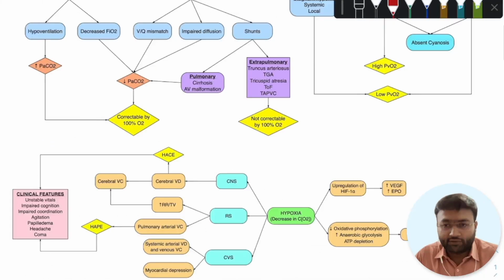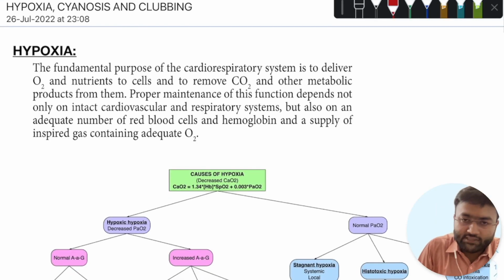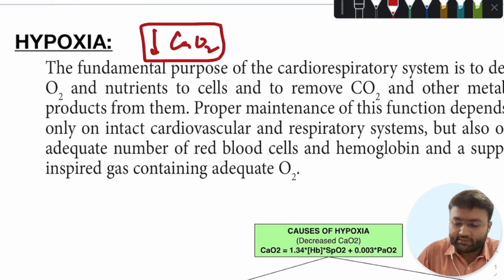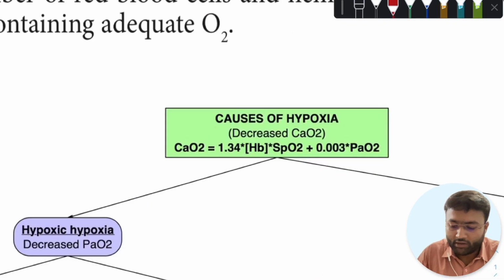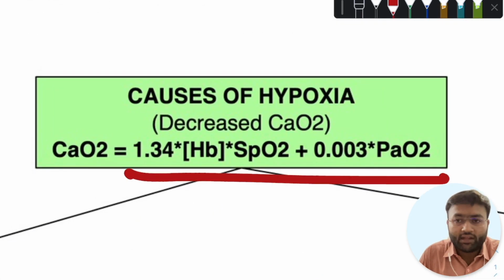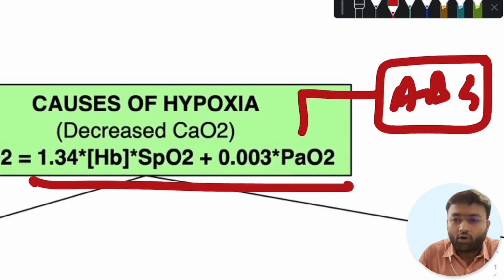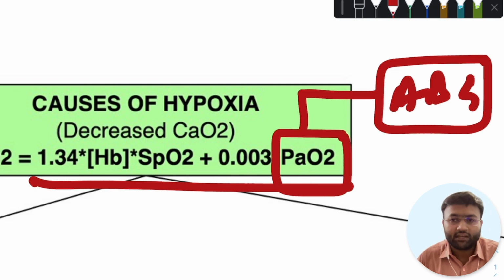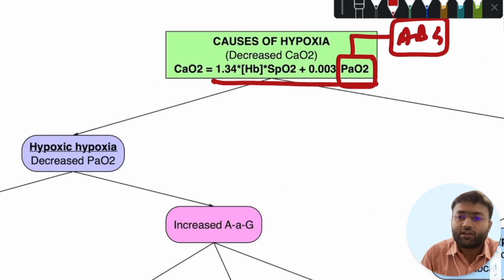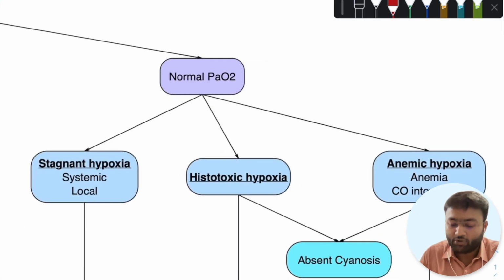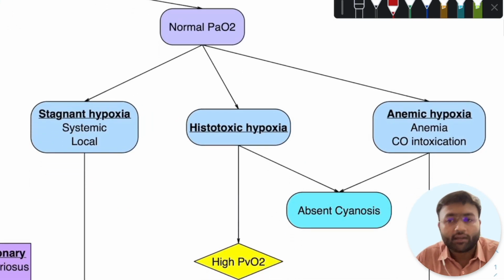Let us get started with the first topic, that is hypoxia. Hypoxia is defined as a decrease in the net arterial oxygen content. This net arterial oxygen content is calculated using this formula. For this formula, it is imperative that you get the ABG values. On this ABG value, when you get the PaO2 value, hypoxia is divided into two basic etiologies. Either this PaO2 value will be decreased, referred to as hypoxic hypoxia, or PaO2 value is normal, in which case you should consider stagnant hypoxia, histotoxic hypoxia, and anemic hypoxia.